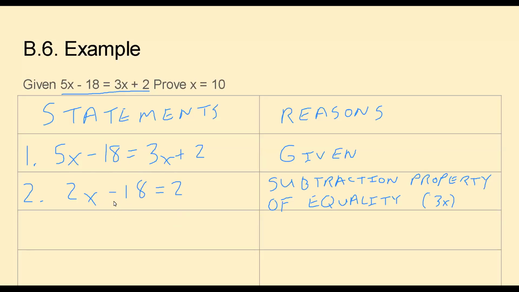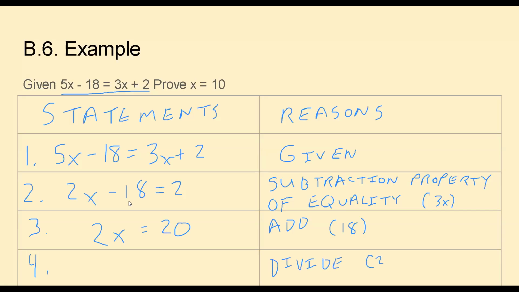The next step is I would want to get rid of this minus 18, and I would do that by using the addition property of equality, and I'm adding 18 to both sides. So if I do that on the left, I'll have 2x. On the right, 18 plus 2 is 20. And then the last step to get x by itself here would be to get rid of that 2, which I would do by the division property of equality. Or basically, I'm going to divide by 2 on both sides. On the left side, that leaves me with 1x. On the right side, that leaves me with 10.